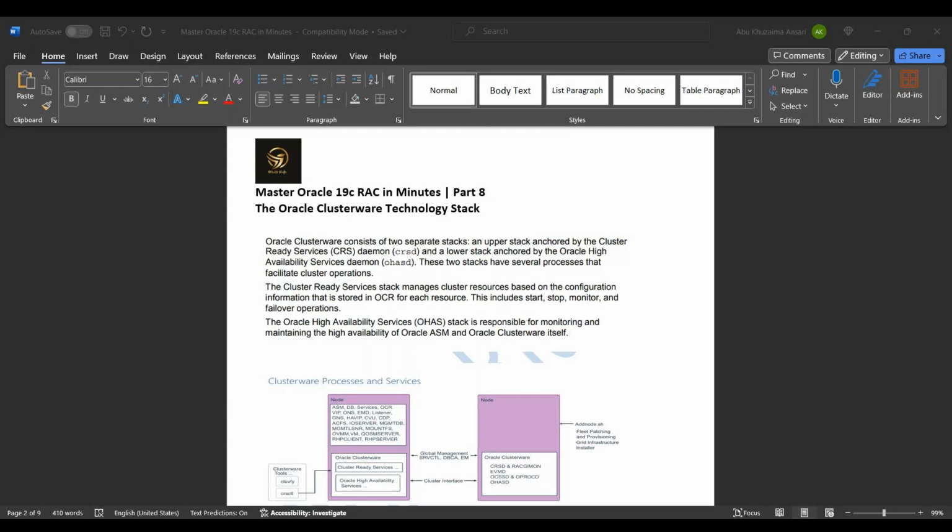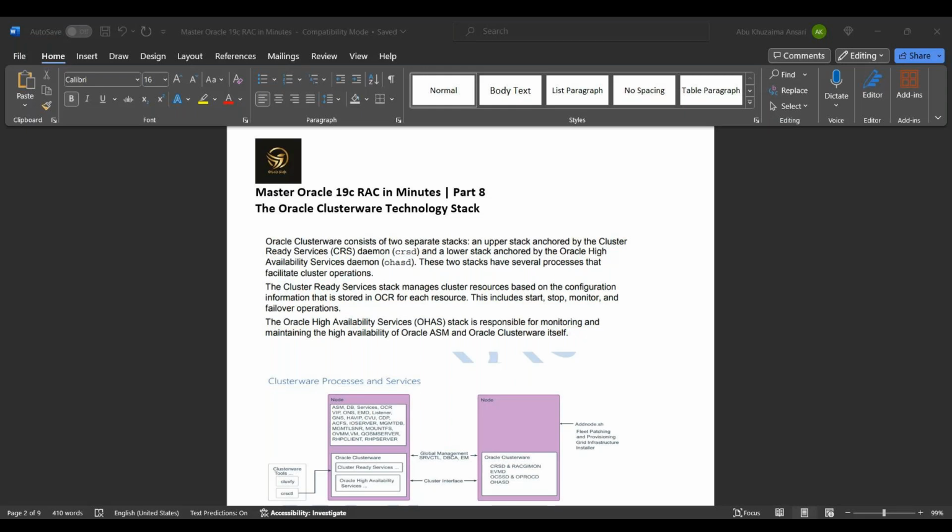So today I will discuss the eighth session of my series, which is based on Oracle 19c RAC. And today I will discuss the Oracle Clusterware technology stack. So basically, Clusterware is a platform independent facility for starting, stopping, and managing cluster-wide resources.